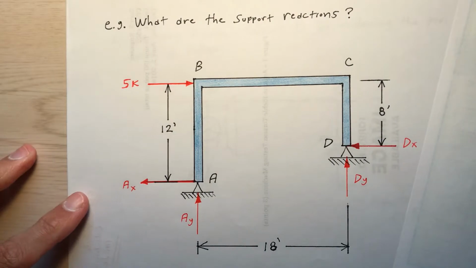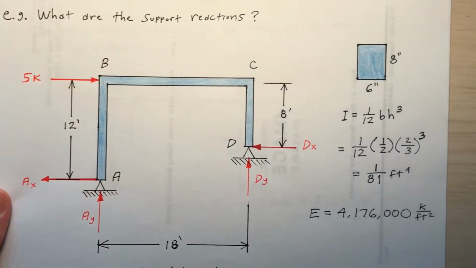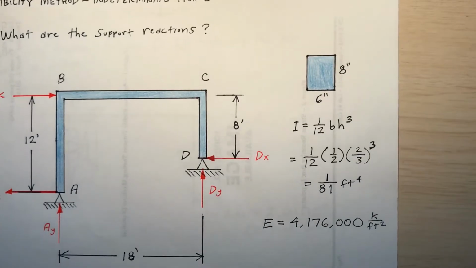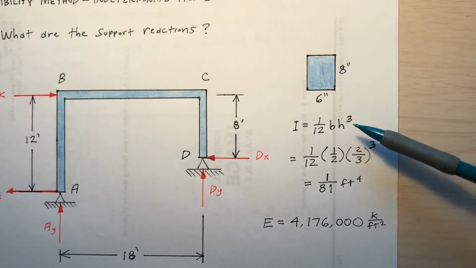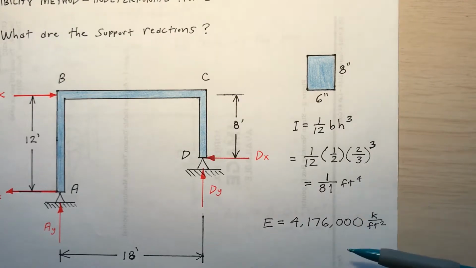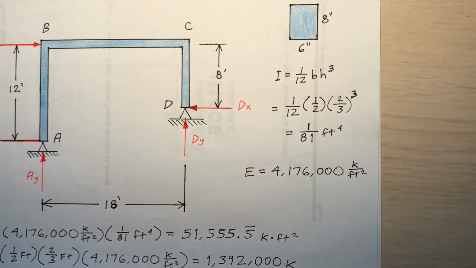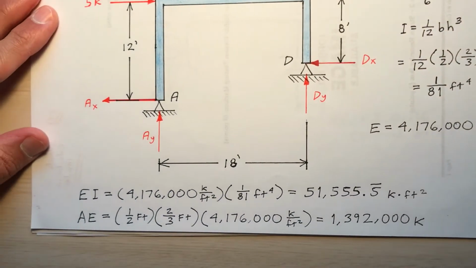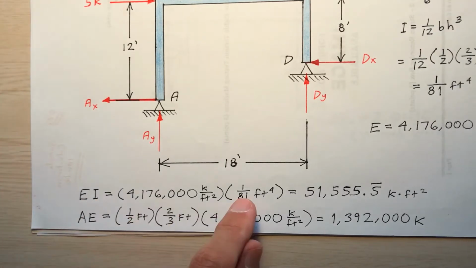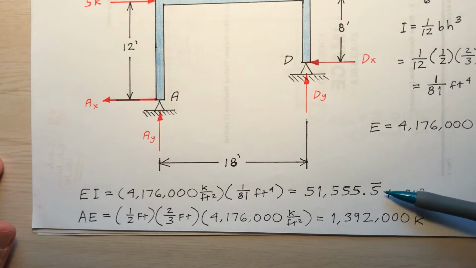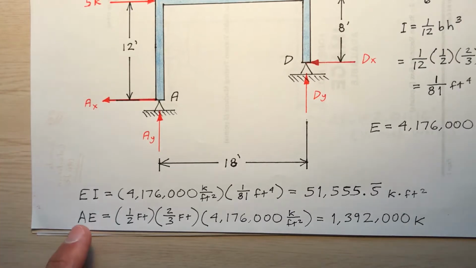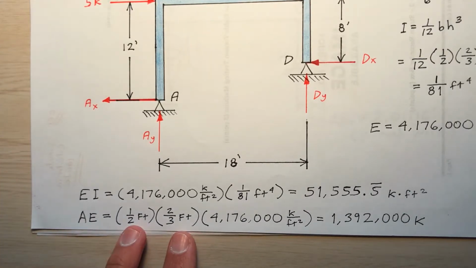Okay, first the cross-sectional properties. Let's say that it's a 6-inch by 8-inch cross-section. You can find the moment of inertia, 1/81st feet to the fourth. Modulus of elasticity for this material, 4,176,000 kips per square foot. So based on that, I can calculate the flexural rigidity, E times I, and I get approximately 51,555.6 kips times square feet. And A times E, the 1/2 times 2/3 is the cross-sectional area, and then this is the modulus of elasticity. So I've got this as the AE value.